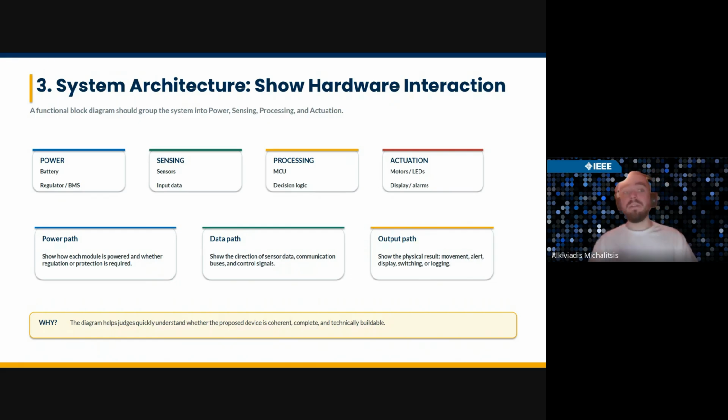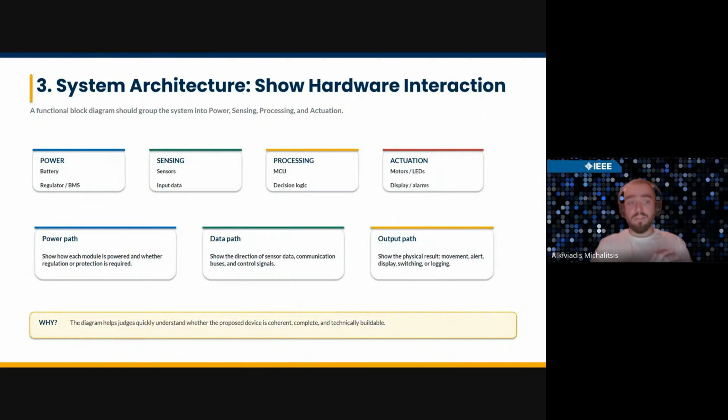So regarding the power, it can be battery or regulator, battery management system. For the sensing, it would be any kind of sensors, and from them we get input data. Regarding the processing, we have the microcontroller unit, MCU, which implements the decision logic of our complete prototype or system. And regarding the actuation, we have the motors and the LEDs. So we can have kinetic actuation, which is this kind of output, or we also can have electrical, just LEDs like lights, screens, and so on, display alarms, etc.